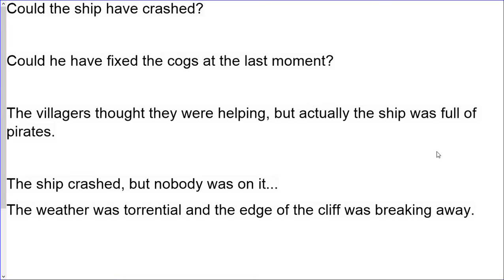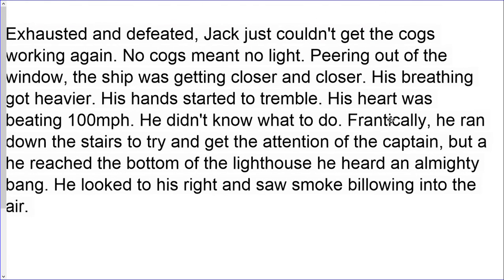So I've had a few ideas here. Could the ship have crashed? Could he have fixed the cogs at the last moment? The villagers thought they were helping, but actually the ship was full of pirates. The ship crashed, but nobody was on it. The weather was torrential and the edge of the cliff was breaking away. Okay, they're just a few examples that I thought of that you could use to help you if you're struggling with ideas. Now, my example here.